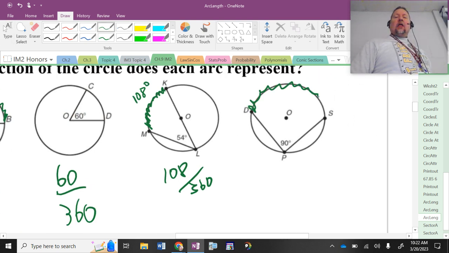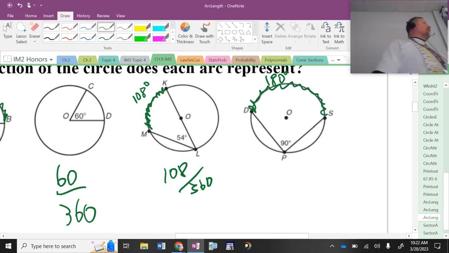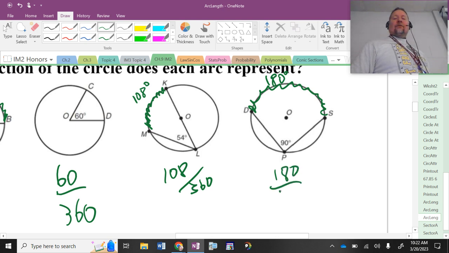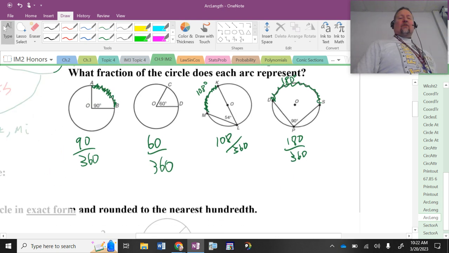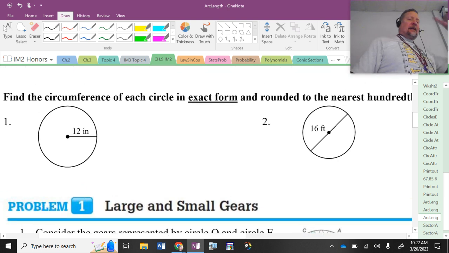And then this one, this is 90, so this is 180 degrees. Oh, so if I drew this, this would be a diameter then. Now I could draw that and make sure that that is. But anyway, that's a half circle. So that's just the first part.